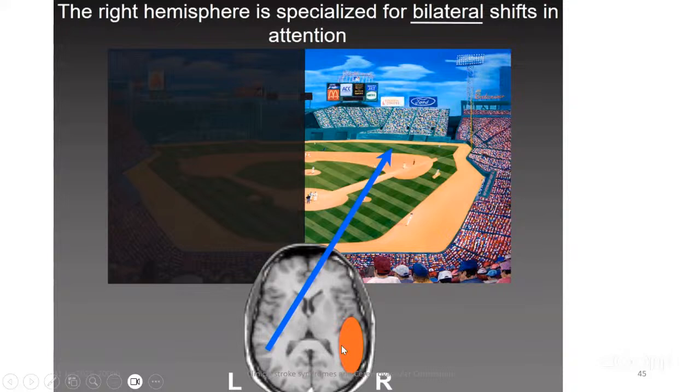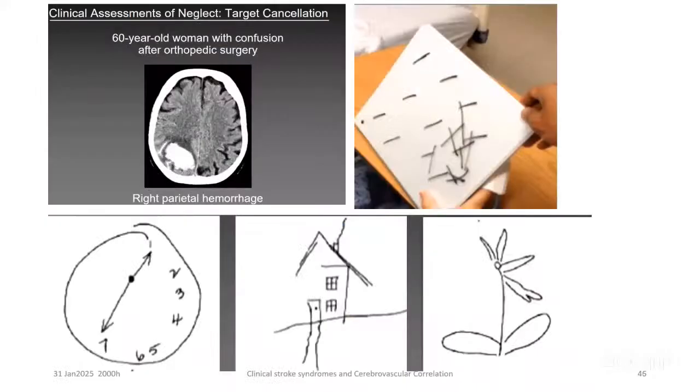So this individual is not able to shift his attention from this visual field to this visual field, so he remains confused. Right cerebral hemisphere strokes, they remain confused for a long time. So you can see the right parietal hemorrhage. If you ask them to draw this diagram, he just neglects. You want to cross these lines with a perpendicular line, and he's totally leaving them.